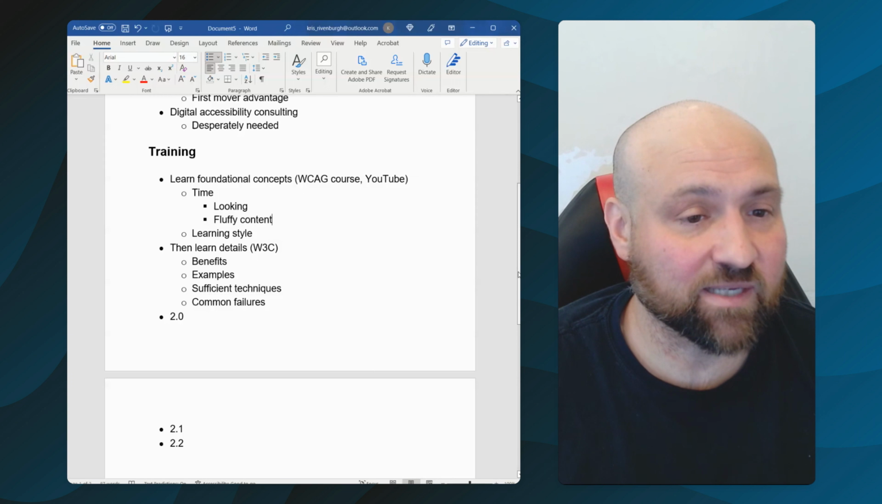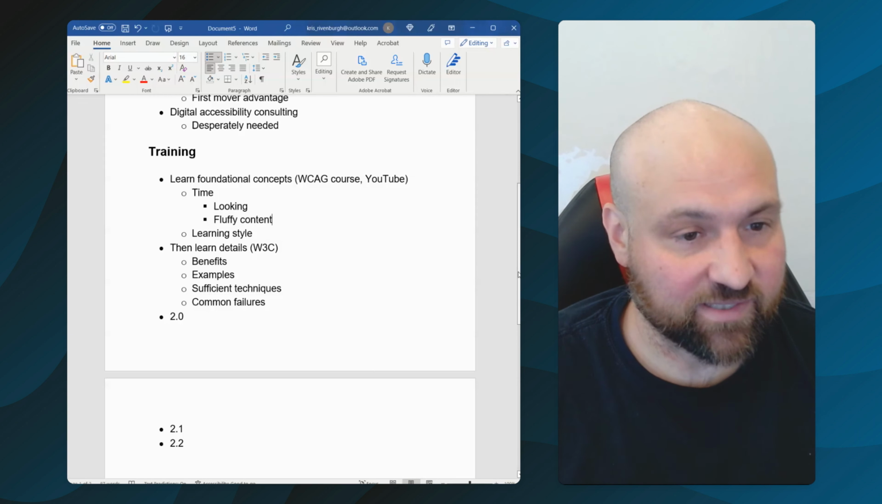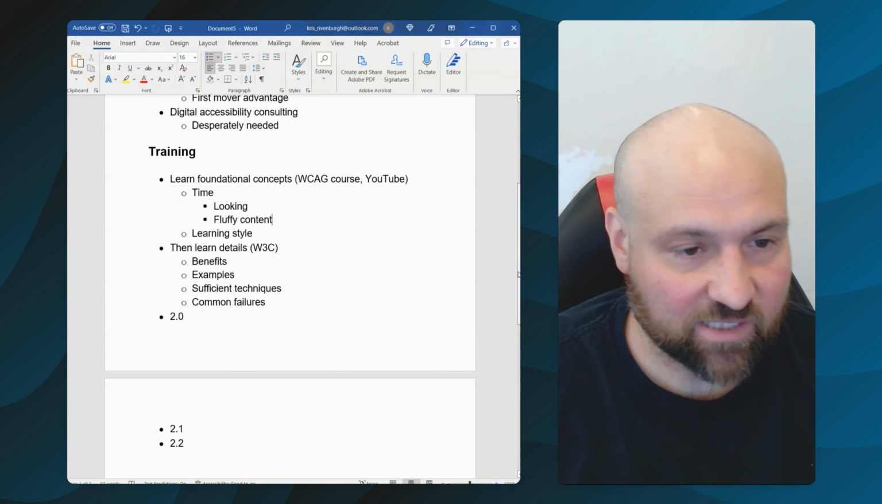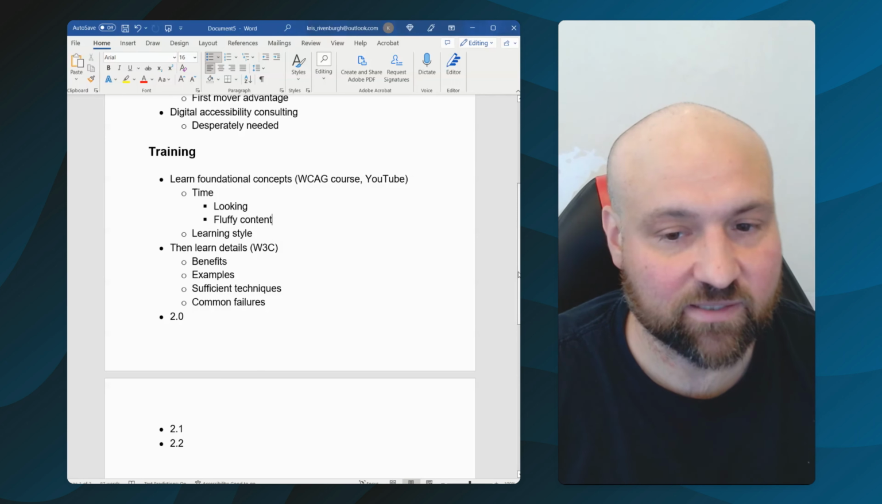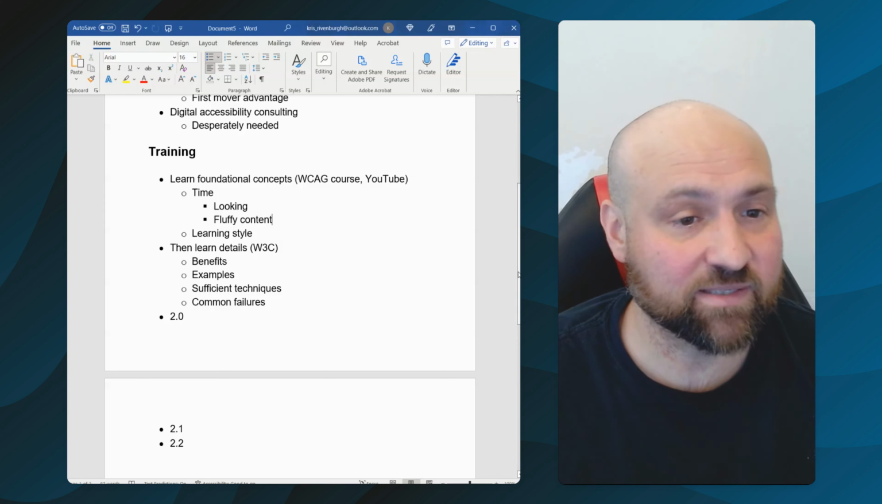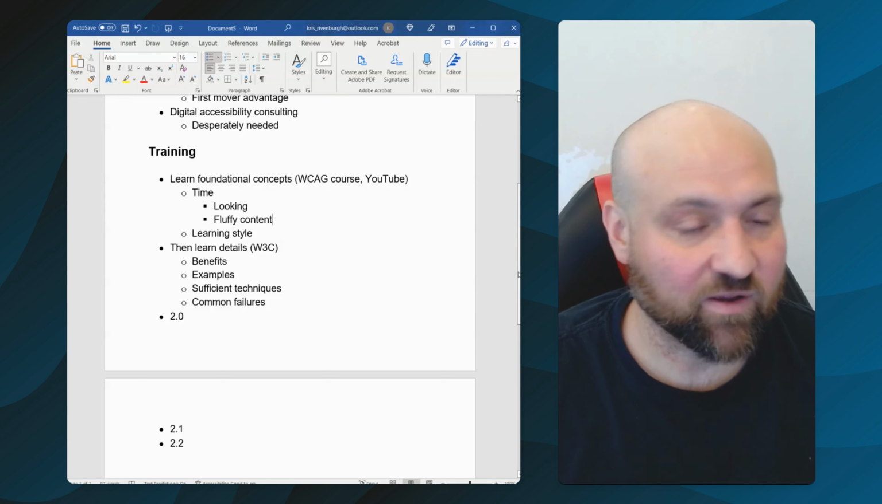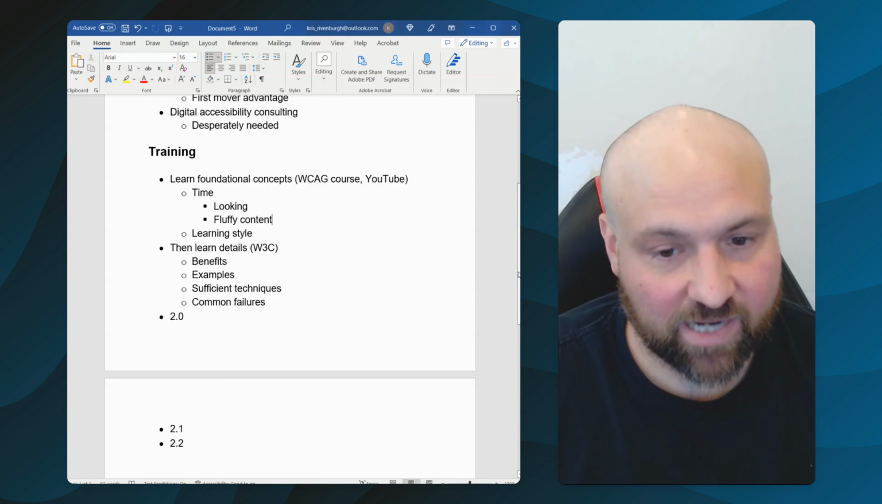So why this success criterion is even there, examples of the success criterion successfully implemented, and then you can see sufficient techniques. So what would meet the success criterion, and then common failures. So ways that people have content where it does not meet the success criterion's guidelines.